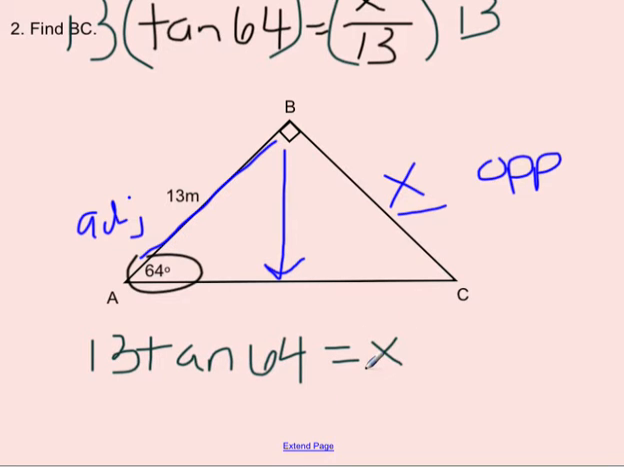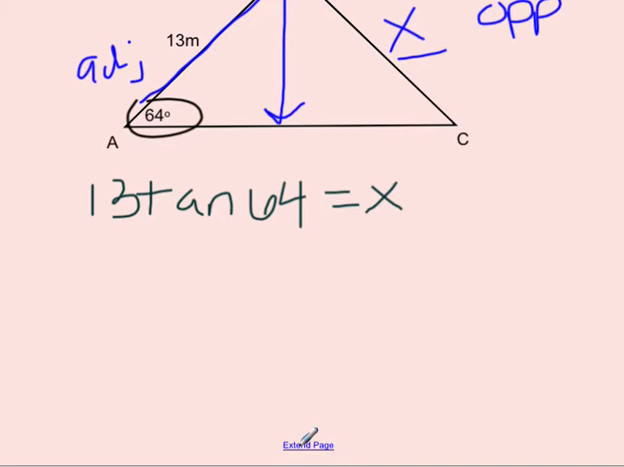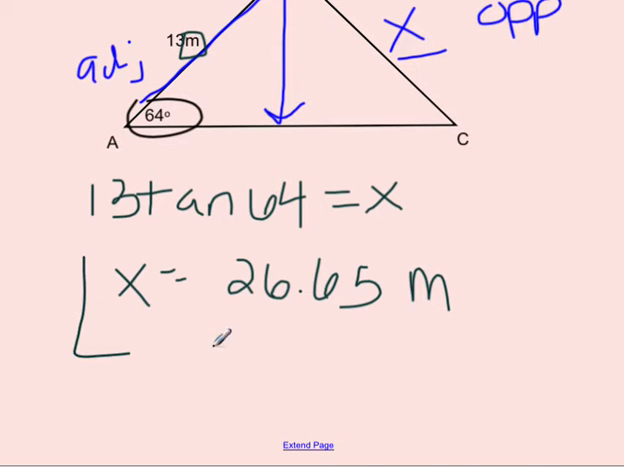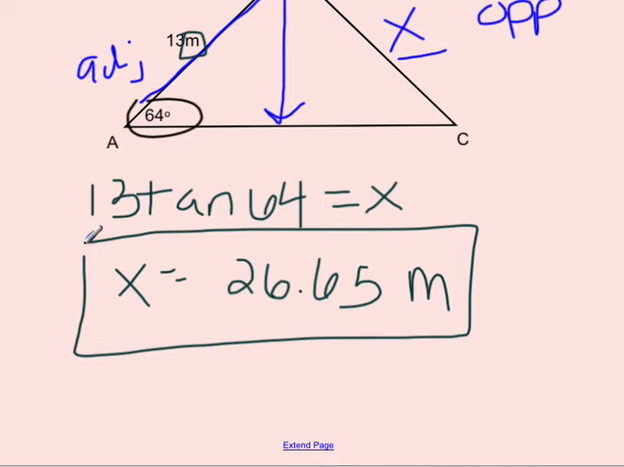Now remember, at this point, everything gets punched into your calculator. I always want you to be practicing while we watch the note video, because if you're calculating it all wrong, you can ask so we can take a look at what's going wrong. So when you do that, you end up getting 26.65. And if you notice that the 13 has an m on it, which means meters, which means x also has to be labeled as meters. So that's your answer for number 2.